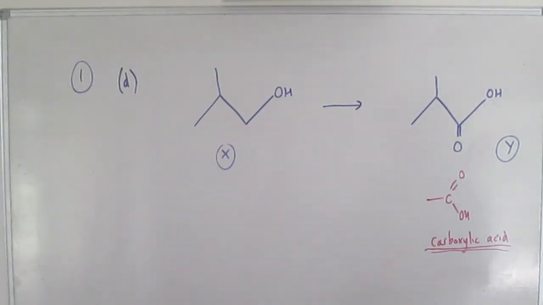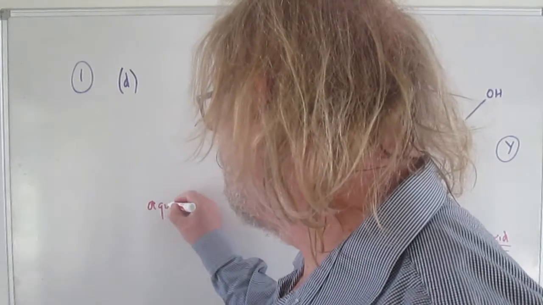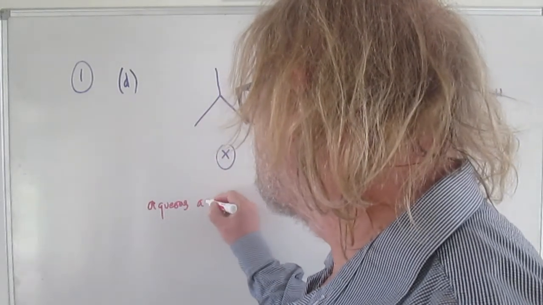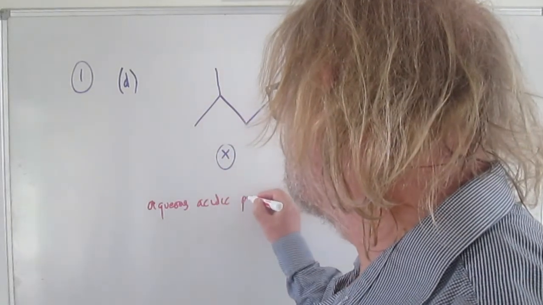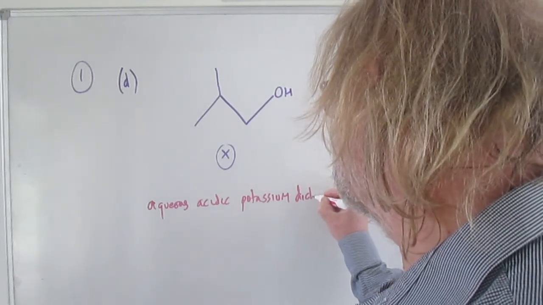And then it asked for the reagent. Reagent means what you react it with. So it's not necessarily just the substance that it reacts with, but it's whatever other key components need to be in that solution. So the answer is not just potassium dichromate, it's aqueous acidic potassium dichromate. And you need all of those components.